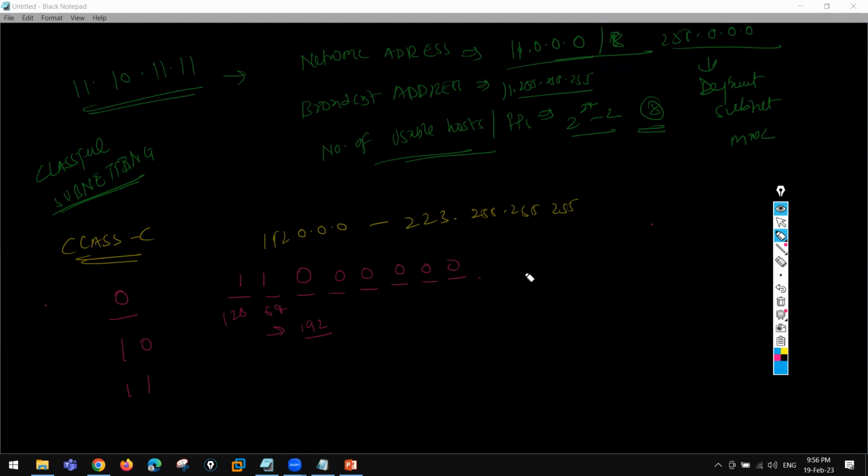What could be the combination? Because you remember these three are your network bits, right? And this is your host. The last octet is your host. So in class C, 24 bits are network bits and 8 bits are host bits, right?